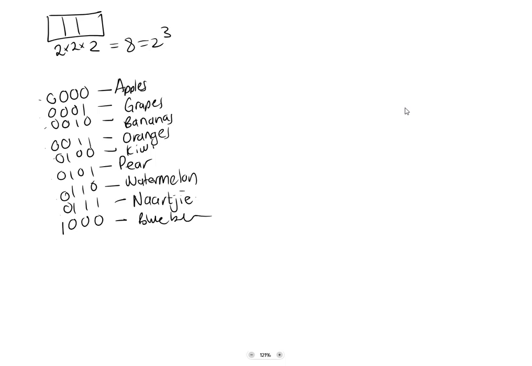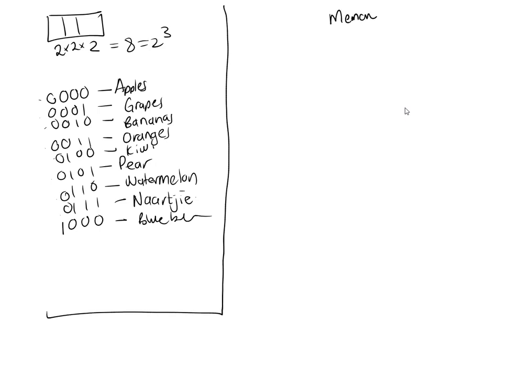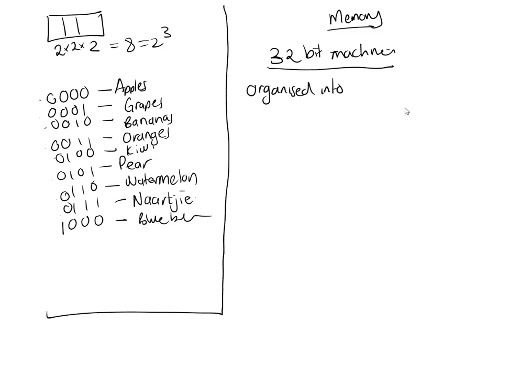Right, so this brings us to the concept of different types of memory. When we talk about memory in modern computing, we often talk about 64-bit machines and 32-bit machines. So we have 32-bit machines and we have 64-bit machines. Let's talk about the 32-bit machines first. A 32-bit machine is organized into 32 bits. So here we had 3 bits.